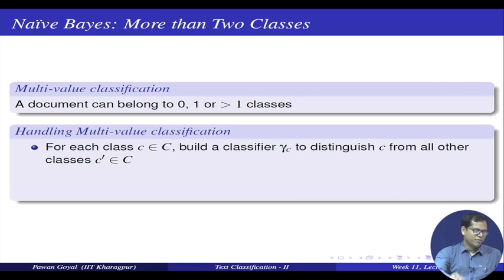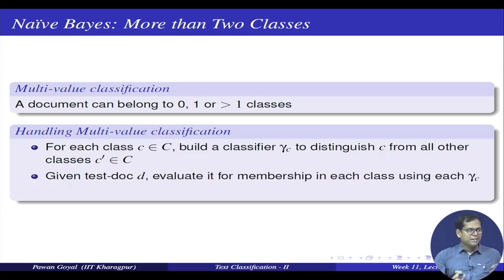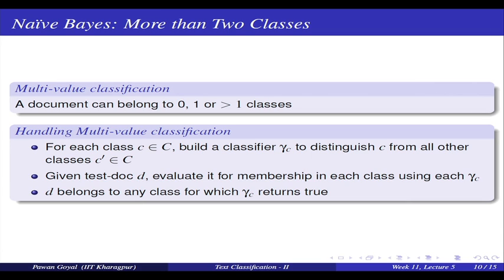So what are we doing? For each class in my set, you are building a classifier gamma C that distinguishes this class C from all other classes. Then given a test document D, you are evaluating its membership in each of these classes by the classifier gamma C, and wherever gamma C returns true, that is the label belonging to that document. So a document in this way can get many labels. Now this is multi-value classification.